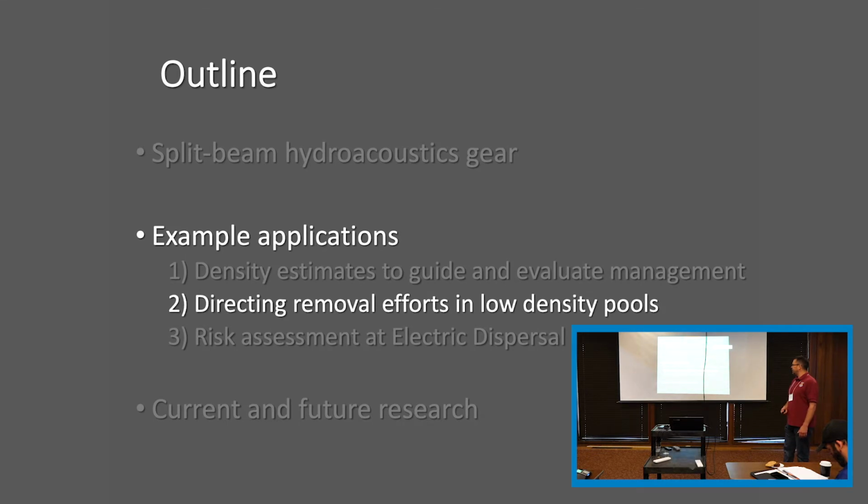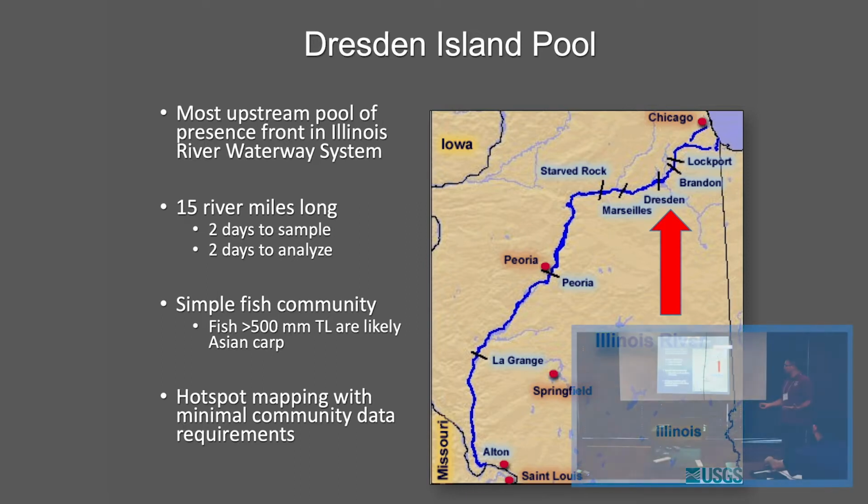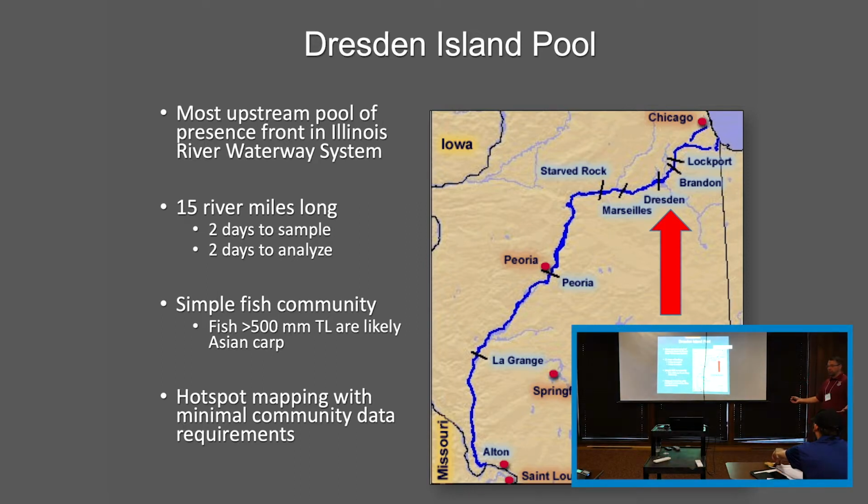So another example, directing removal efforts in low density pools. This has particularly been done in the Dresden Island pool of the Illinois River. That is the pool between the Dresden Island and Brandon Road lock and dams here. It's a pretty short pool, but this is the most upstream pool with a presence of fish in the Illinois River waterway system. It's only 15 miles long, which is still a lot of river to be looking for fish. But with hydroacoustics, we can sample the entire main stem section of that in 2 days.